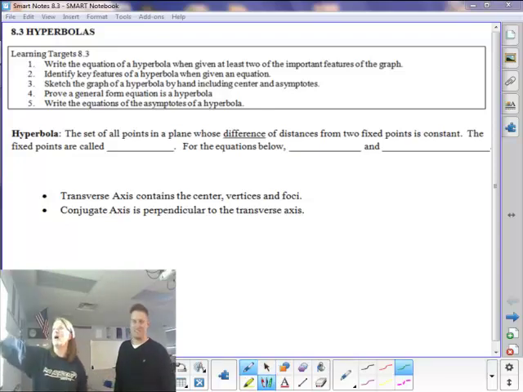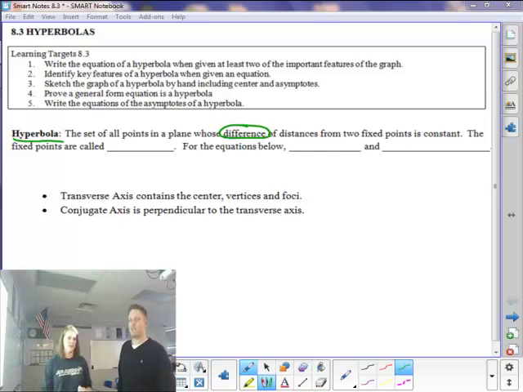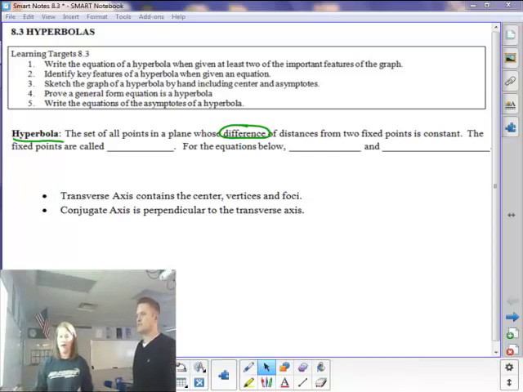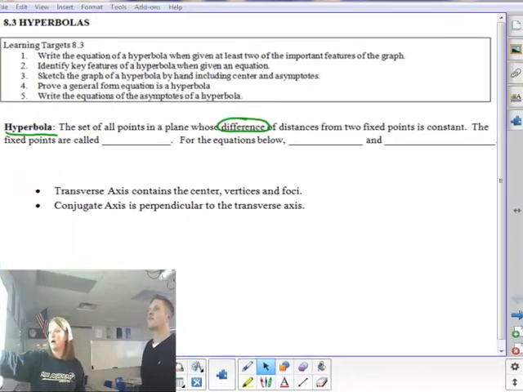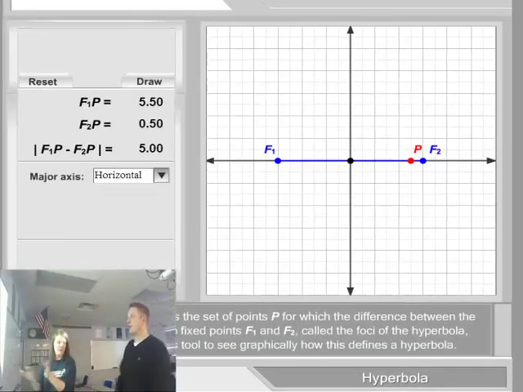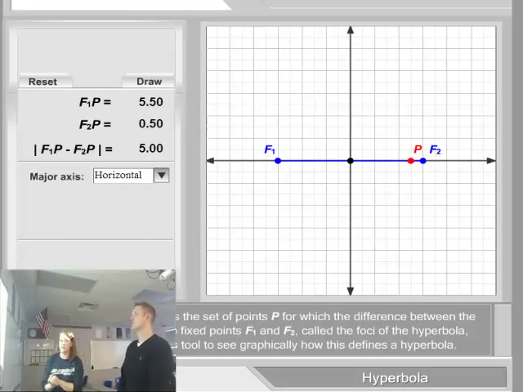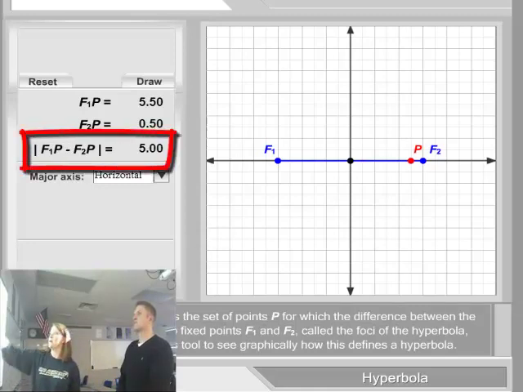Okay, so on our hyperbola, we're going to have the set of all points in a plane whose differences of the distances to the two fixed points is constant. Right. So let's take a pause and see what that looks like on our little app that we have for you. Okay, so the distance from any point P to F1 and then the distance from P to F2, when those are subtracted, in this case we're going to get 5. And notice they have an absolute value over here so that the positive and negative doesn't matter.